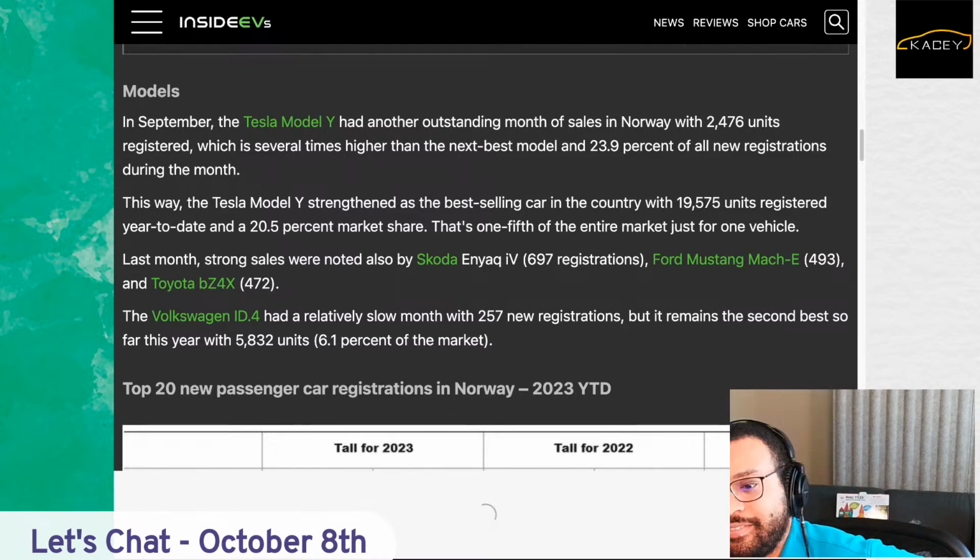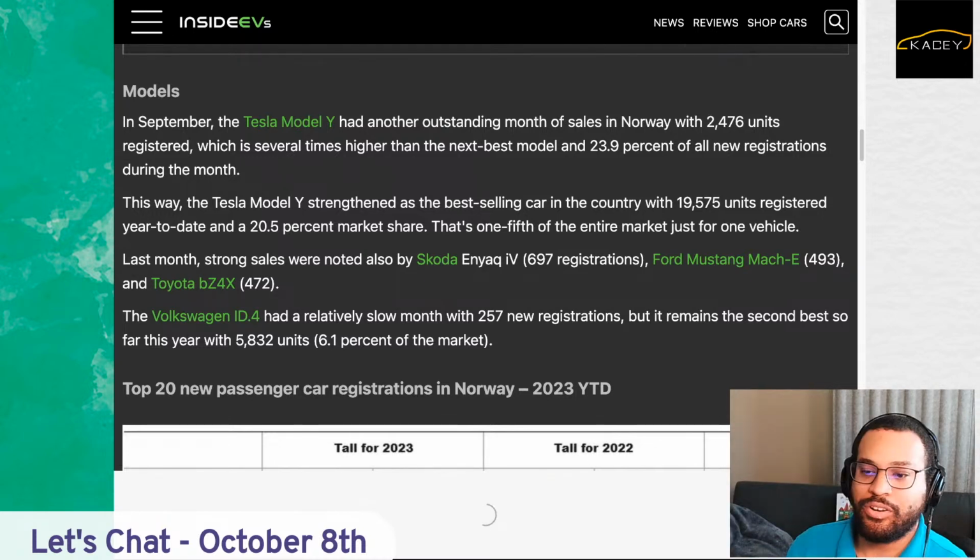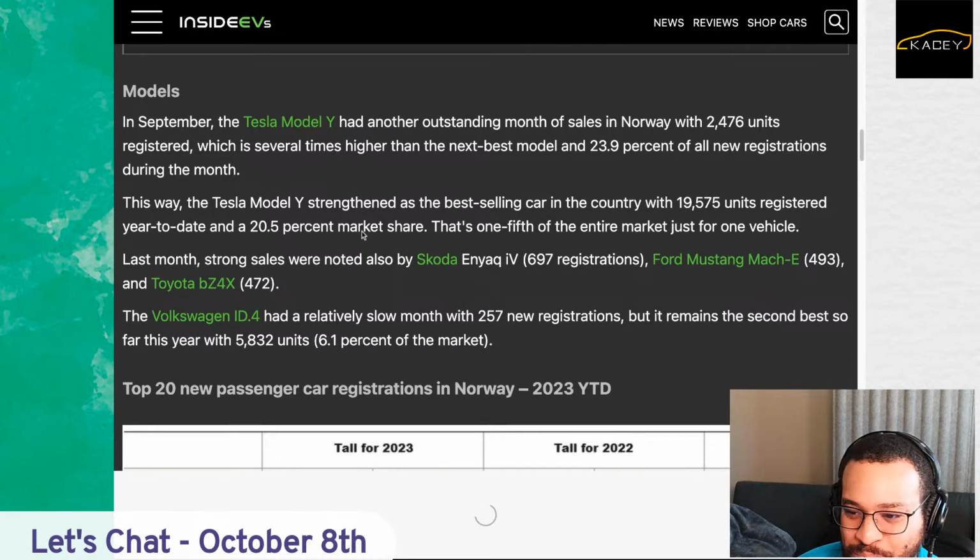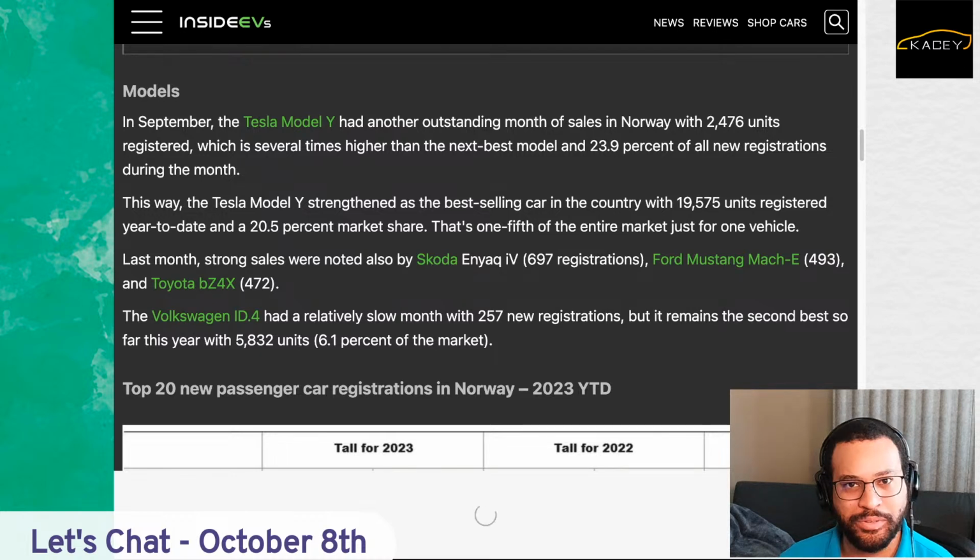So every fourth car you see in Norway is a Model Y. Wow, sorry, every fifth car. One fifth of the entire market for just one vehicle. So this is like what it was like when the Beetle was on sale, isn't it? And I say that, but it must be exactly like when the Beetle was on sale, because the Beetle held this record until earlier this year when the Model Y snatched it away.